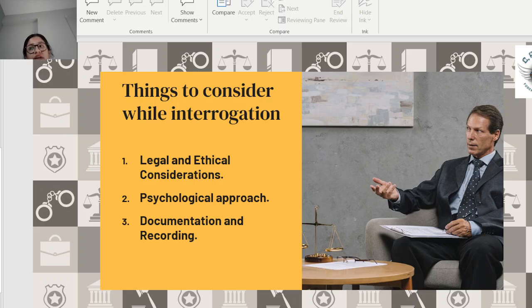Non-verbal cues can indicate that he is nervous, deceptive, or truthful. Third, you always ask open-ended questions. Open-ended questions basically encourage him to provide detailed responses rather than giving just yes or no answers. You always have to make sure that whatever questions you ask, he gives you open-ended answers, a detailed response.